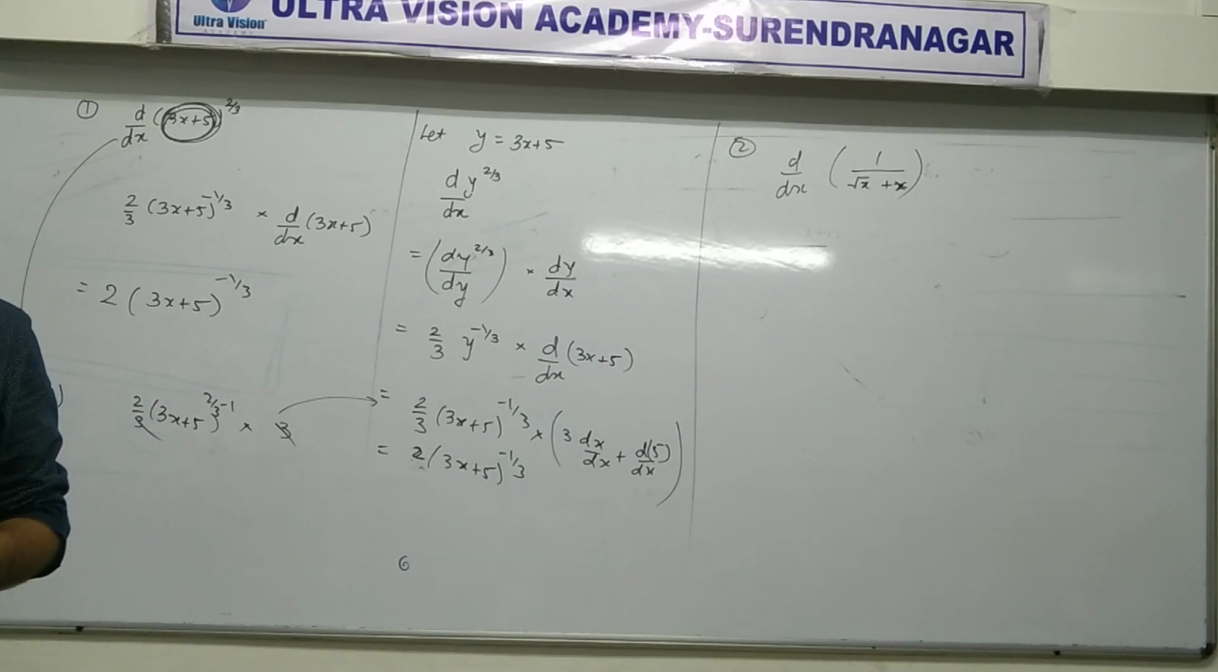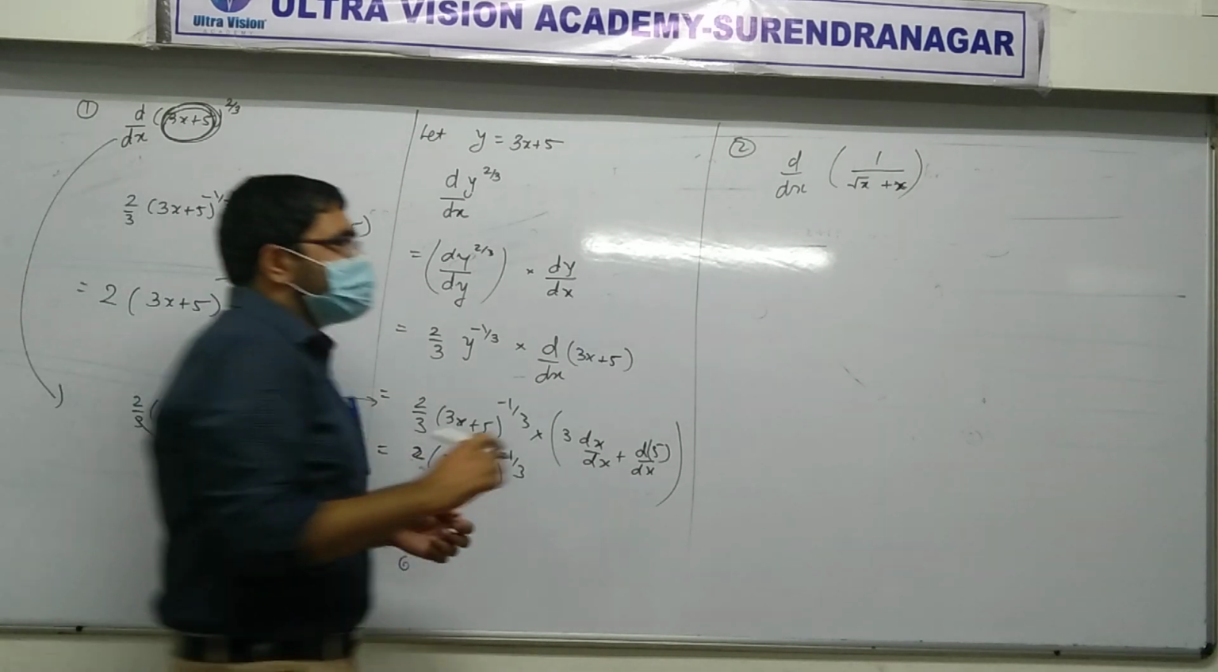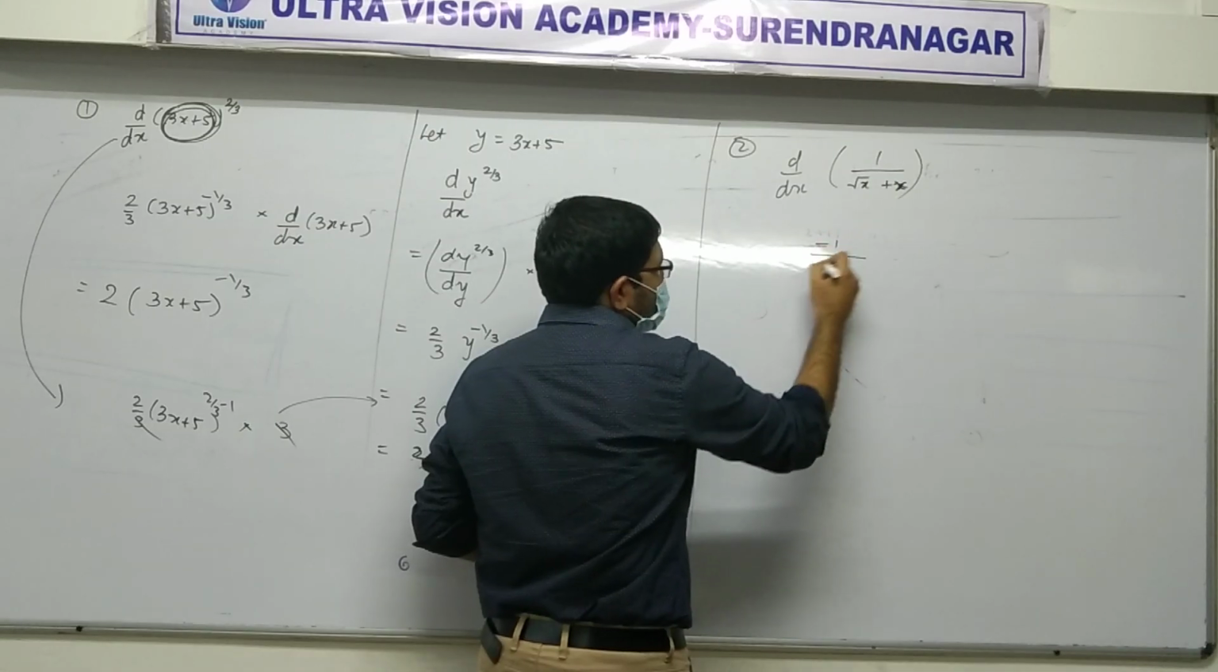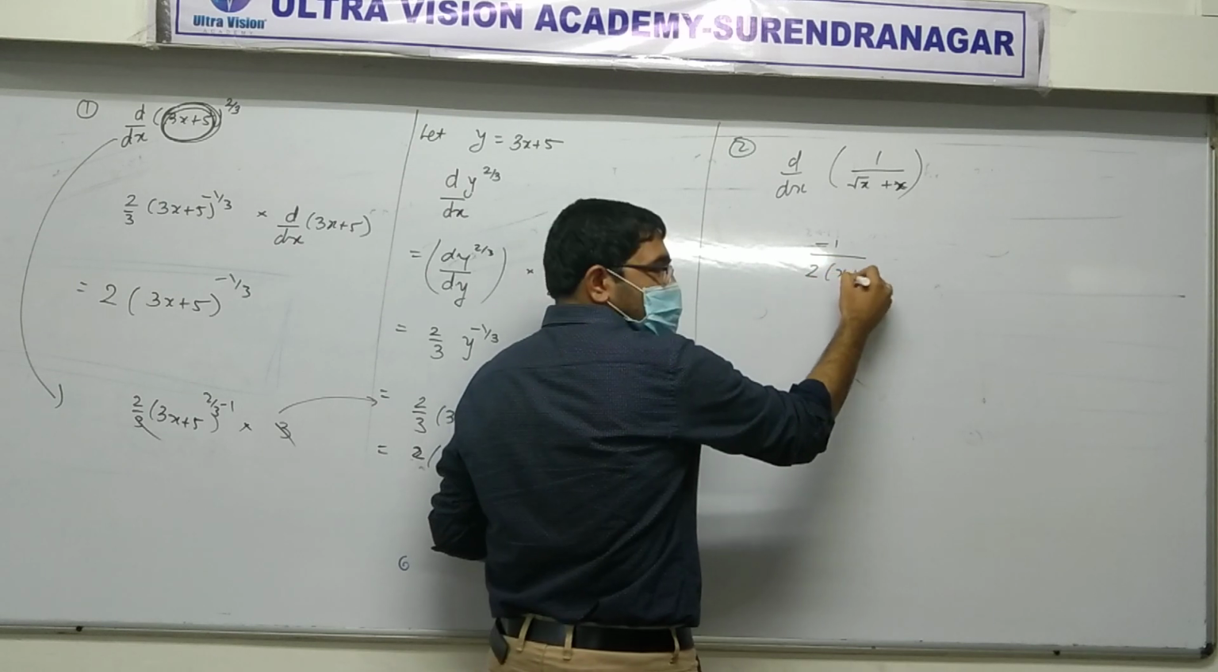Alright, yes, Viral. What's your answer? Minus 1 upon 2, that's minus 1 upon 2, into x.